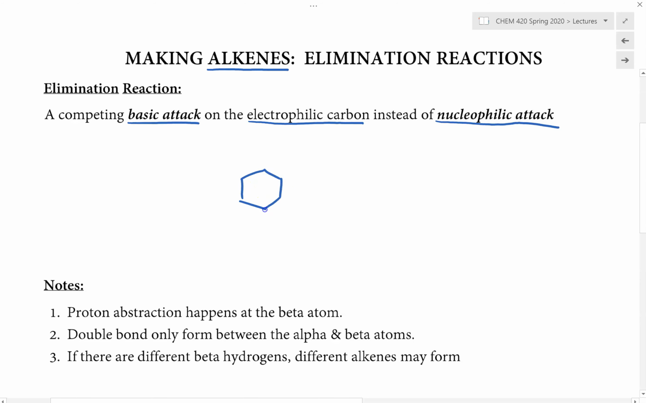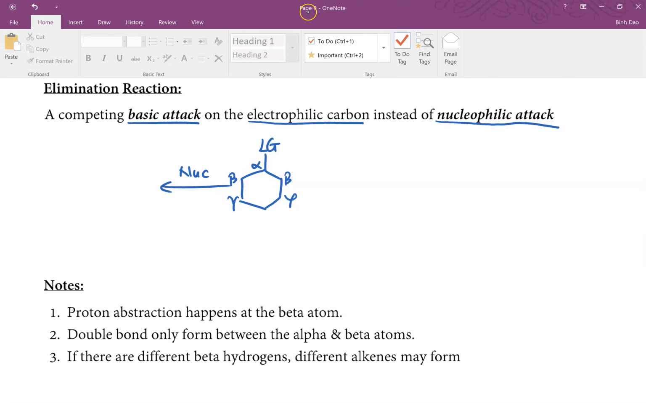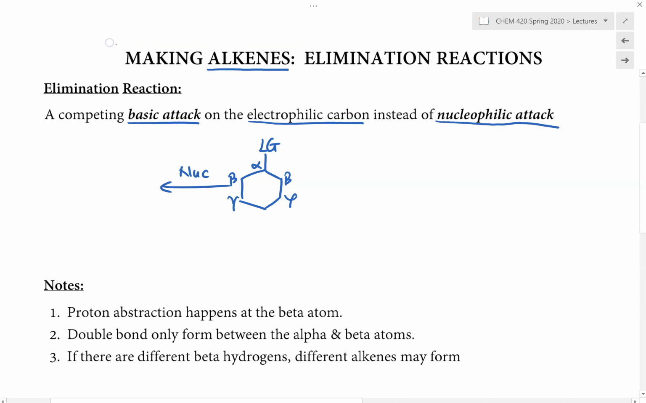So, given the structure of a substrate, what we have seen in substitution reaction is that when we do substitution reaction, the nucleophile comes in to attack this carbon right here, the electrophilic carbon, or also called the alpha carbon. And these are the beta carbon, and this would then be the gamma carbon. So in substitution reaction, the nucleophile comes in to attack the electrophilic carbon.